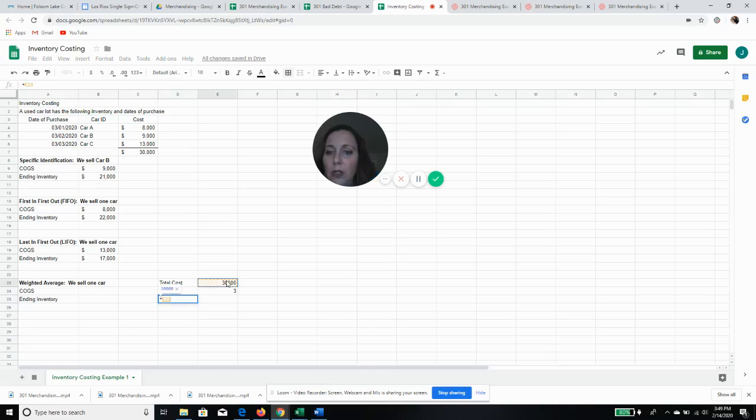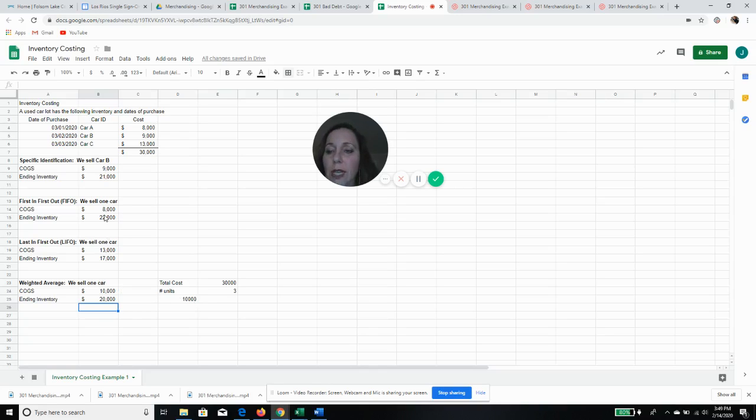And so our total cost divided by the number of units is going to be 10,000. So our cost of goods sold when we sell one car is 10,000, and our ending inventory will be 30,000 minus 10,000, or 20,000. Now you can see we actually did not buy a single car for 10,000, but using the weighted average, that doesn't matter. We're just averaging our costs.